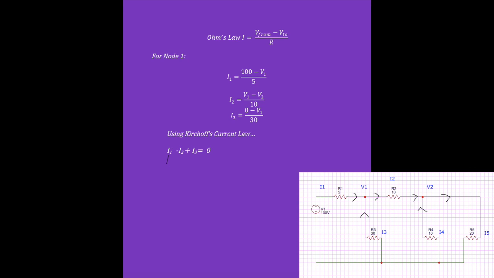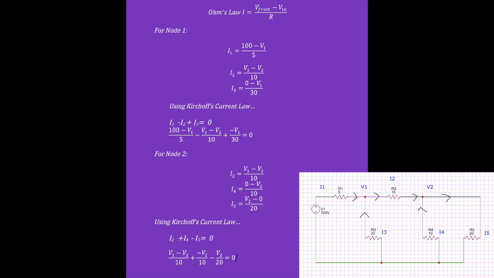Next, we're going to use Kirchhoff's current law, which states that the current into a junction equals the current out. Making the current in as positive and the current out as negative, we get this expression. And substituting the values from before, we get this equation.